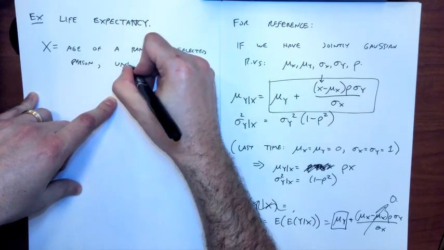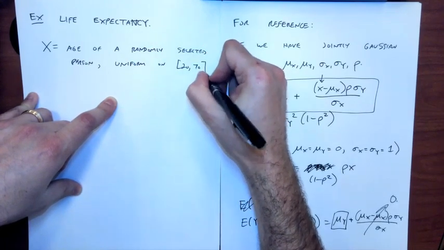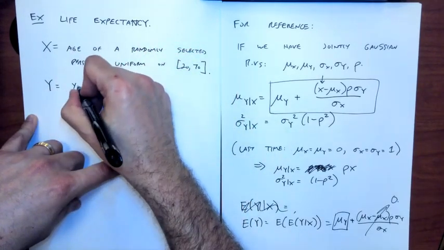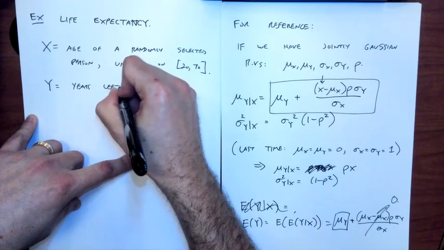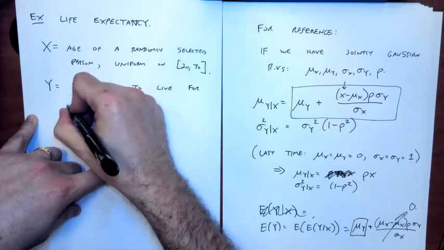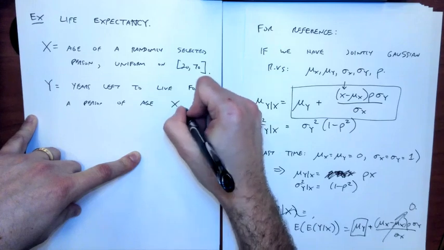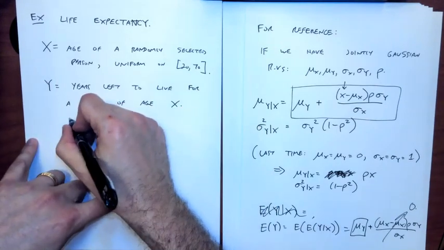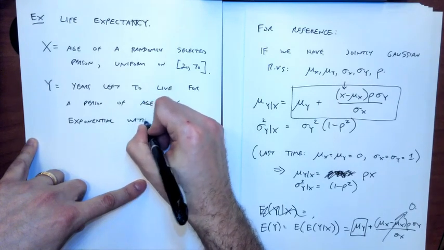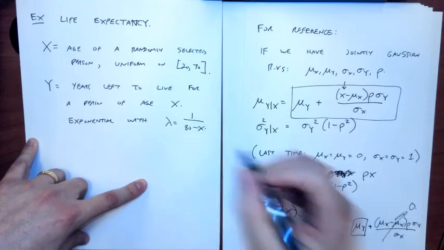Which we're going to say is uniform on 20 years to 70 years. And then y is the years left to live. I'm sorry, this is a grim example. For a person of age x. And let's say that is exponential with lambda equals 1 over 80 minus x, okay?